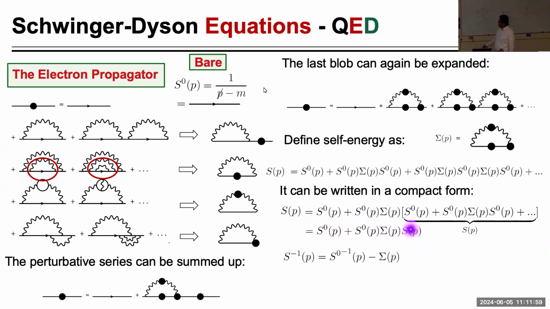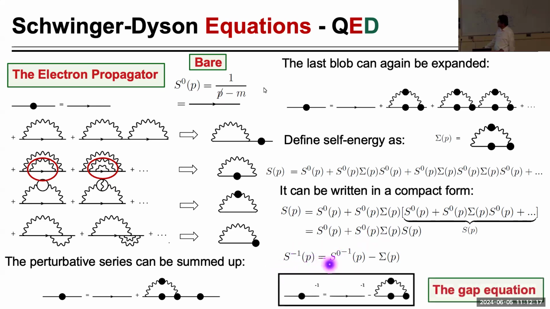Now, this equation can also be inverted. You can multiply from the right side by S inverse P and from the left side by S0 inverse P, and then you reorder it, and therefore you can write it in terms of the inverse propagator as such. S inverse P is equal to S0 inverse minus the self-energy.